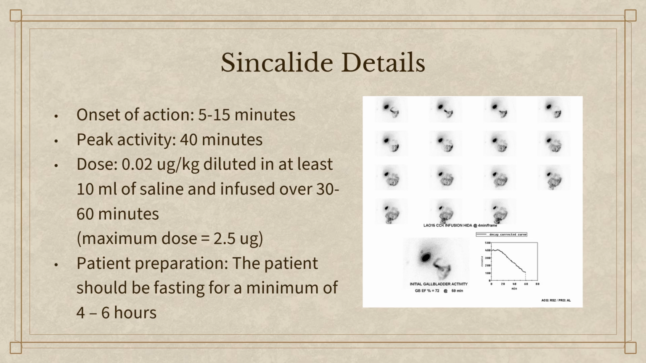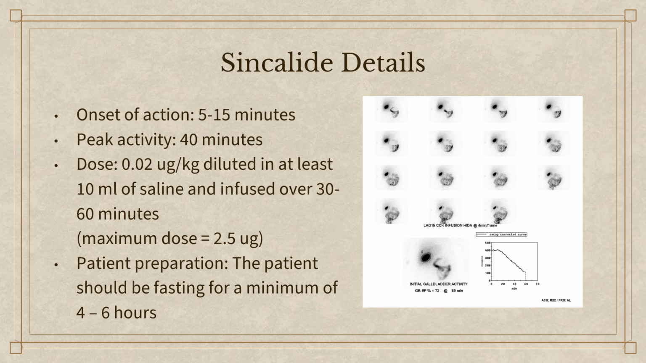After IV administration, the onset of action occurs within 5 to 15 minutes, with peak activity seen at 40 minutes. The gallbladder should start emptying within 2 minutes of intravenous administration of sincalide and completely by 11 minutes. When the gallbladder is seen but bowel is not visualized after 60 minutes of hepatobiliary imaging, 0.02 micrograms per kilogram of sincalide is infused over 60 minutes and dynamic images are required during that time. Note, some places administer the sincalide in 10 mLs of saline over 5 minutes, but there's literature to support the slow administration over an hour for effectiveness.